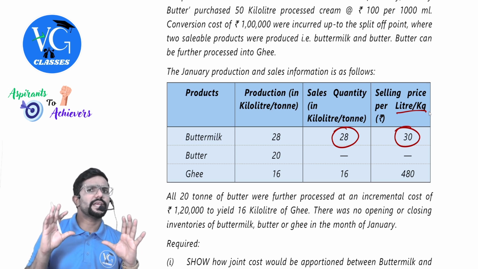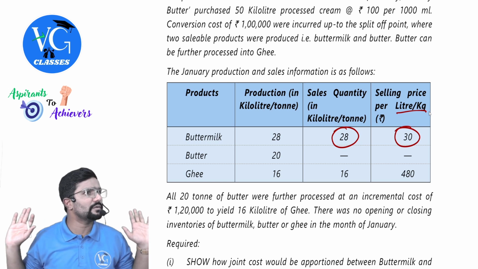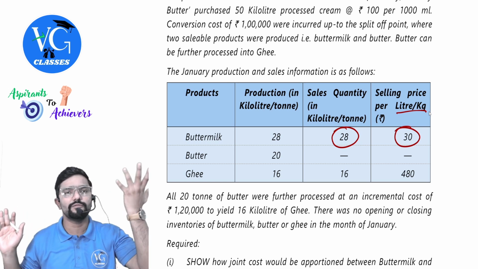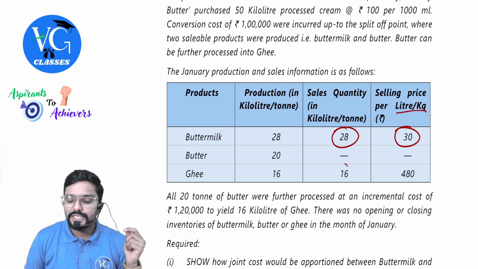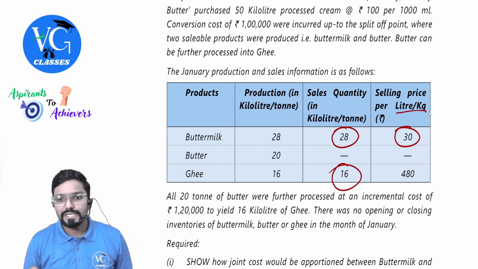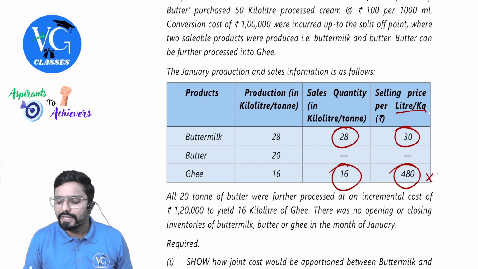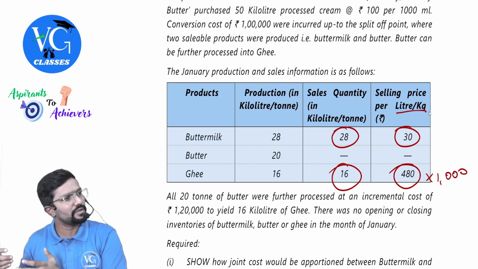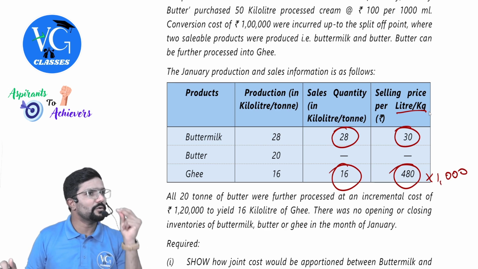Hope you guys are understanding. Any confusion? Please be careful. By mistake, you may take only 28 into 30. Then the first step goes wrong and the full answer is wrong. Now ghee: 16 kiloliter, and the selling price per liter is 480. Can I calculate per kiloliter first? 480 into 1000 into 16. Hope you understood.